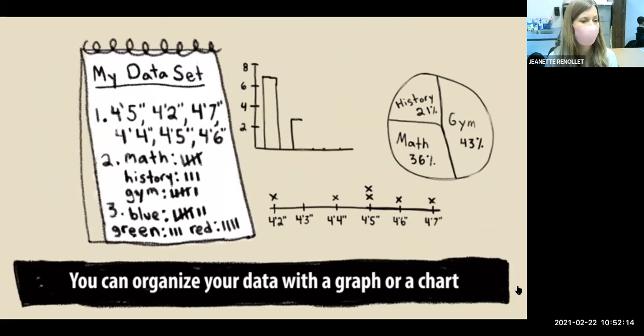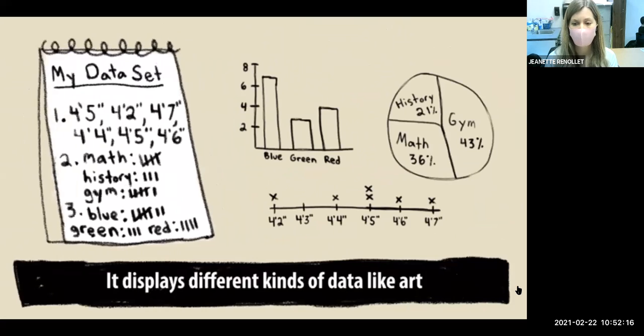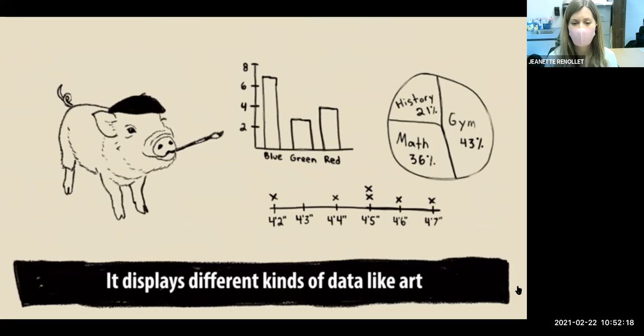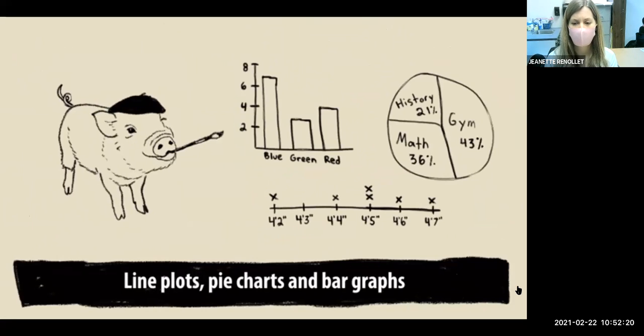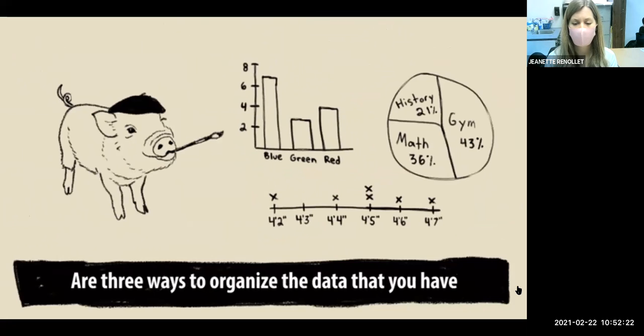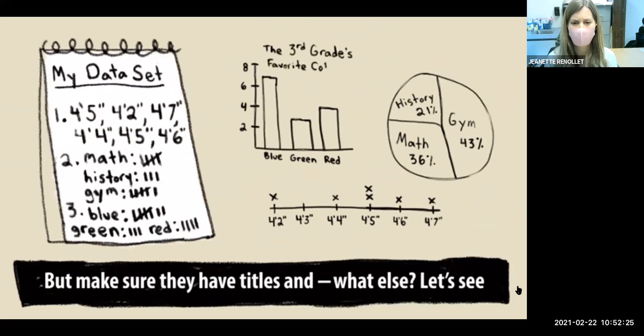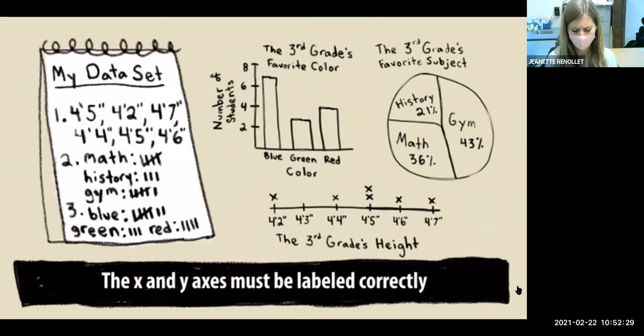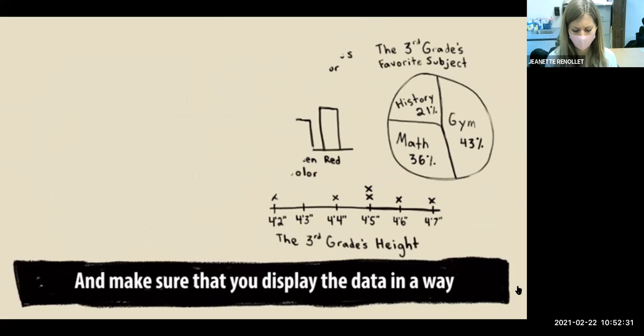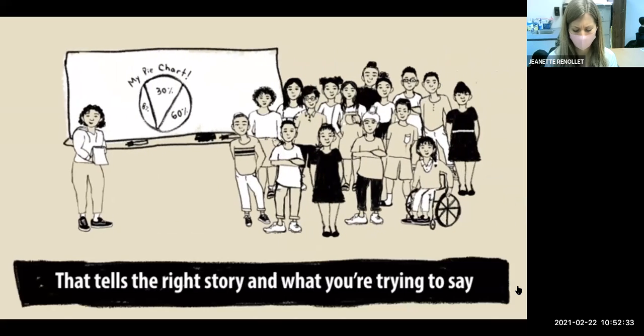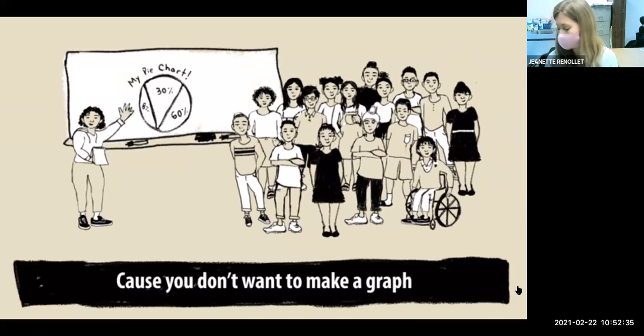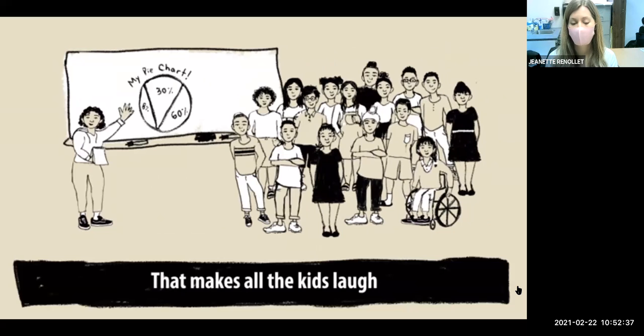You can organize your data with a graph or a chart. It displays different kinds of data like art, line plots, pie charts, and bar graphs are 3 ways to organize the data that you have. Make sure they have titles. And what else? Let's see. The X and Y axes must be labeled correctly. Make sure that you display the data in a way that tells the right story and what you're trying to say. You don't want to make a graph that makes all the kids laugh.